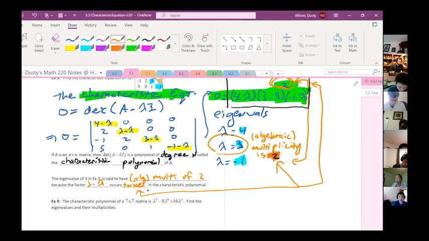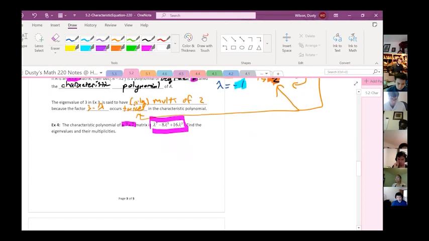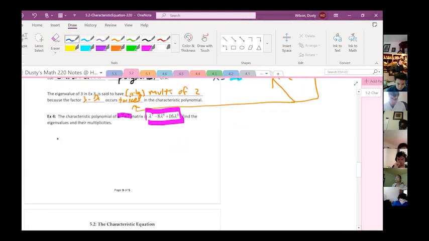So suppose that we had a 7 by 7 matrix. Remember that if you have an n by n matrix, then you're going to have a polynomial with degree n. So if here we have a 7 by 7 matrix, we're going to end up with a polynomial with degree 7. So here's that 7th degree characteristic polynomial. We want to find the eigenvalues and their multiplicities. So just factor.